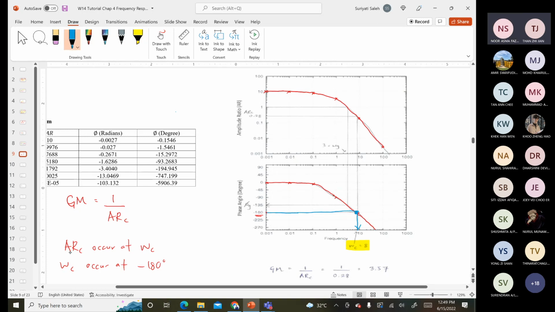So from this one, we want to find ARC. So how to find the ARC? We need to use the top graph. The bottom graph is for the phase angle. The top graph is for the amplitude ratio. So you draw upwards until you reach the next line. The next line represents the amplitude ratio line. From here, you take a look at the value of your ARC. So this is ARC, for example, in my case it is 0.28.